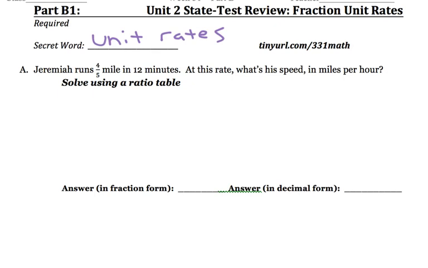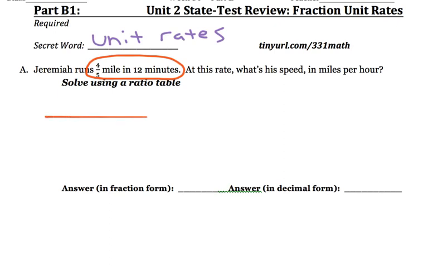Jeremiah runs 4/5 of a mile in 12 minutes. At this rate, what's his speed in miles per hour? This 4/5 in 12 minutes is a ratio. It's showing that every 12 minutes, Jeremiah goes another 4/5 of a mile.